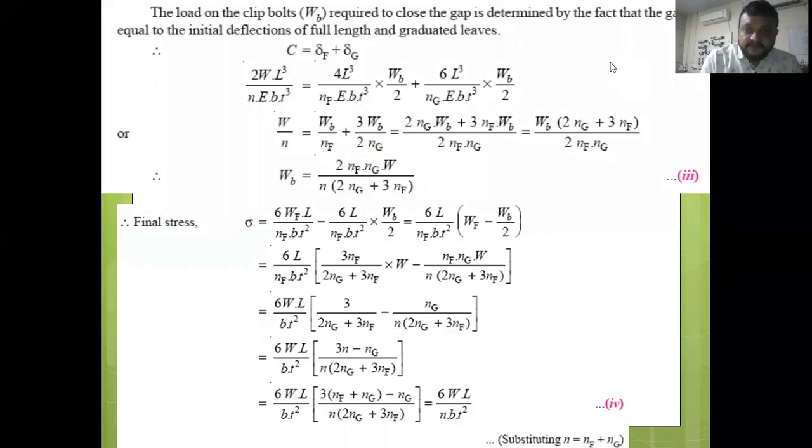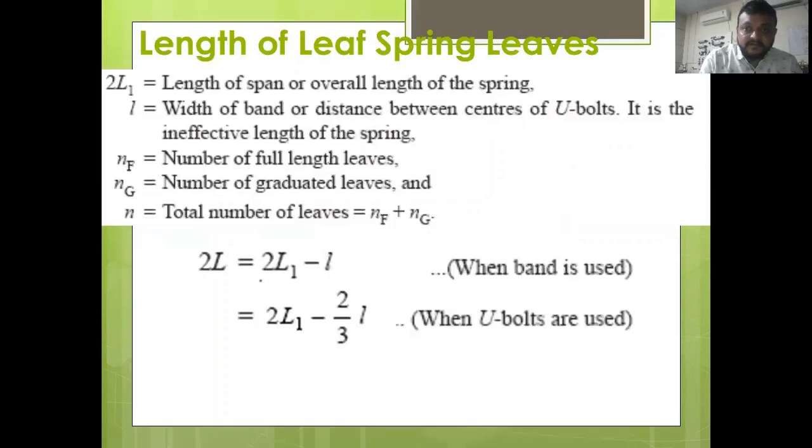Now, how to use this equation in form of problem, you have to see in the upcoming slides. And before that, we are likely to consider the length of the spring leaves. So 2L1 is the length of the span, the overall length of the spring. Why we have put 2 means from the central bolt, one side is considered as L1 and another side is considered as also L1. So combining will get 2L1, where 2L1 is the overall length of the spring.